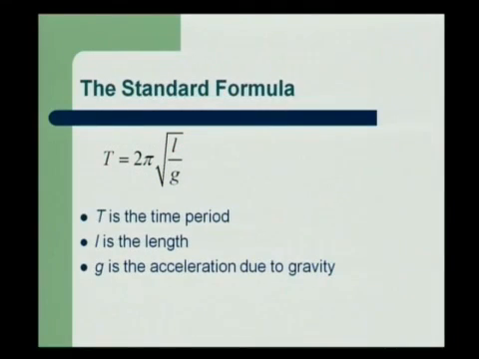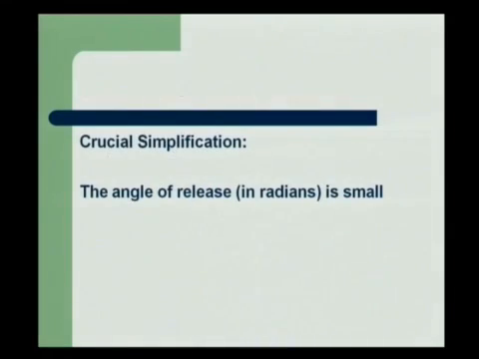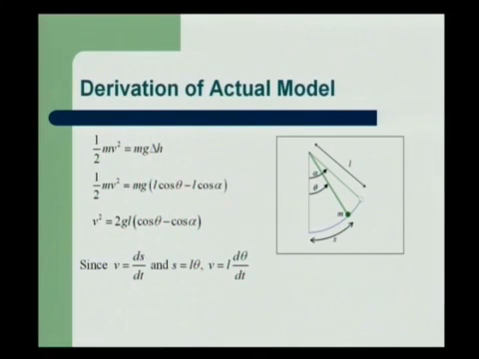The standard formula for the time period of a pendulum is well known. However, the crucial simplification that is made is that the angle of release is small. What happens though if we try to take into account the angle of release? In this case, we need a different model, which I shall call the actual model.